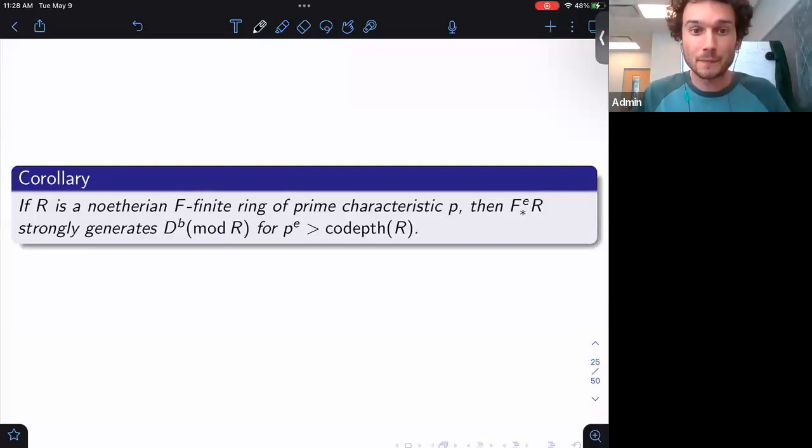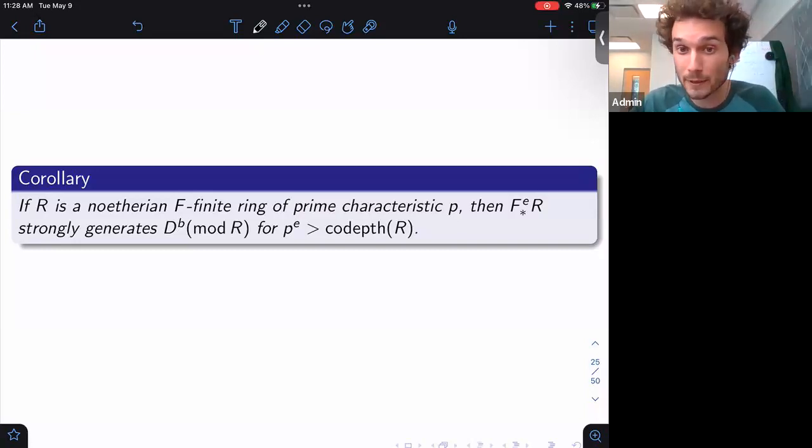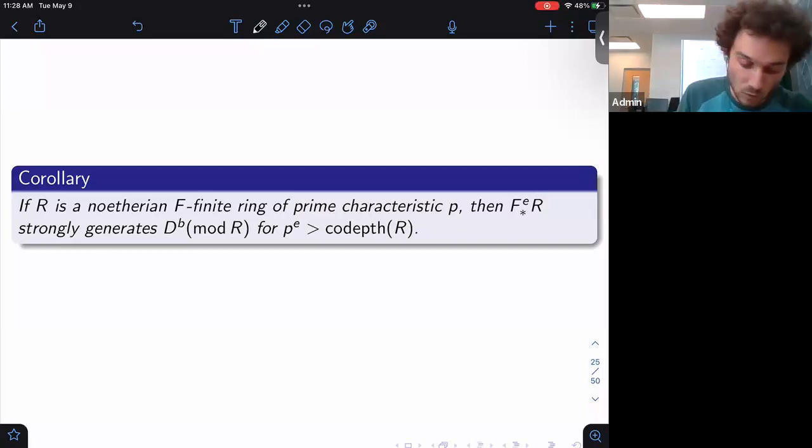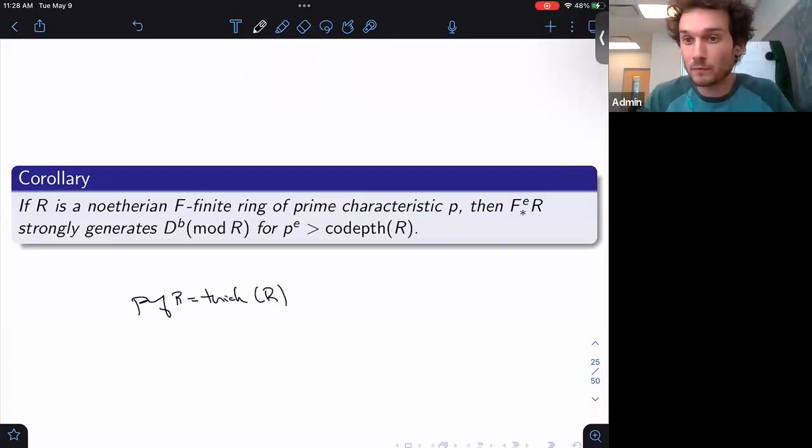As a quick corollary, if I'm affine, I can push forward the ring sufficiently many times to produce a strong generator for D^b mod R. Again, if I'm in prime characteristic p, if p^e is bigger than the codepth, then the e-th pushforward of R will strongly generate. Why? Because Perf R is precisely thick R. And that's enough. That's all the information we need.